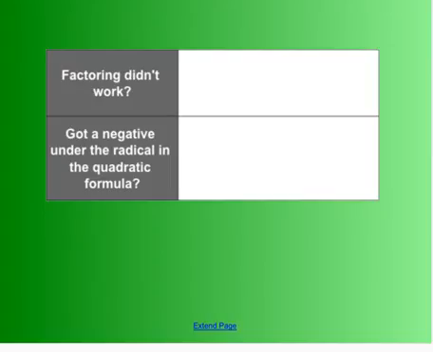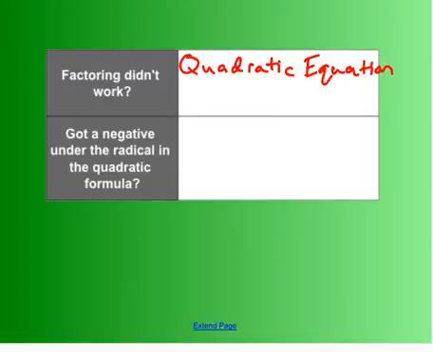So if factoring didn't work, then we have to use the quadratic formula. Basically, you might have some decimals, something of that nature. Or you might get a negative under the radical in the quadratic formula.